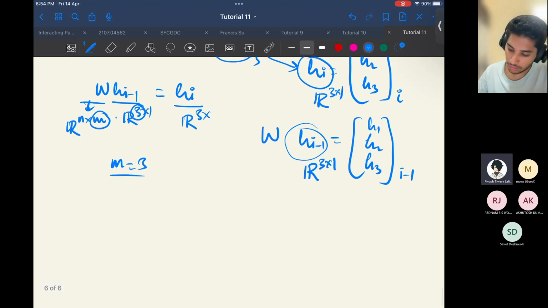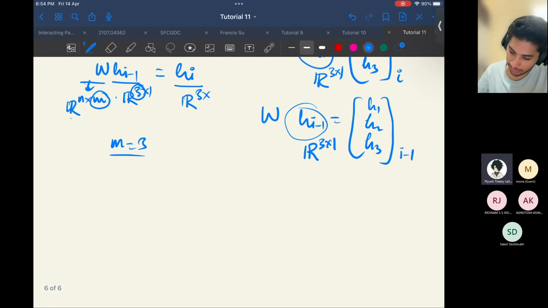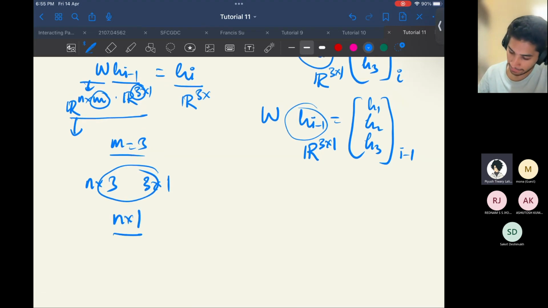Now, if m is 3, what will be the dimension of this vector that we will get? It will be R n cross 1, right? So the weight matrix W is n cross 3, and H i minus 1 is 3 cross 1. If I multiply these two, this dimension gets collapsed and it will become n cross 1. And now I know that this has to be equal to 3 cross 1. So this means that n has to be equal to 3, right?